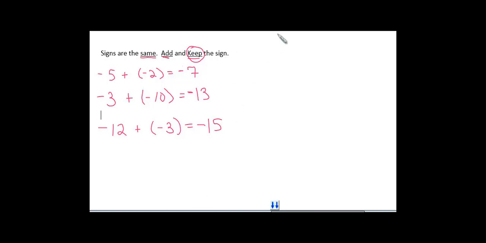Now it works the same if you're subtracting. So if you have -3 minus 6, they're both negative. Signs are the same. You add, so 3 plus 6 is 9, and you keep the sign. -8 minus 2, they're both negative, so you add them together and you get -10, and you get -10 because you keep the sign.